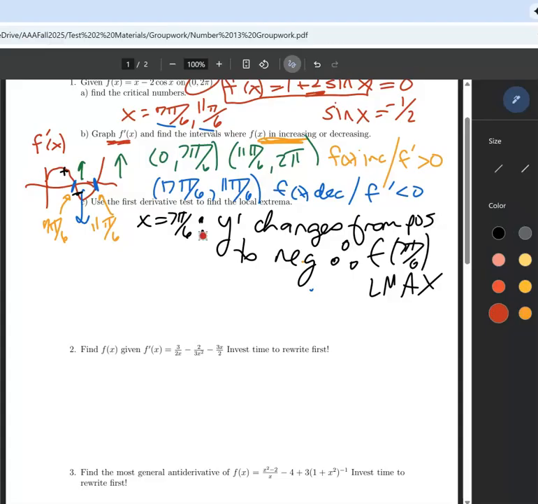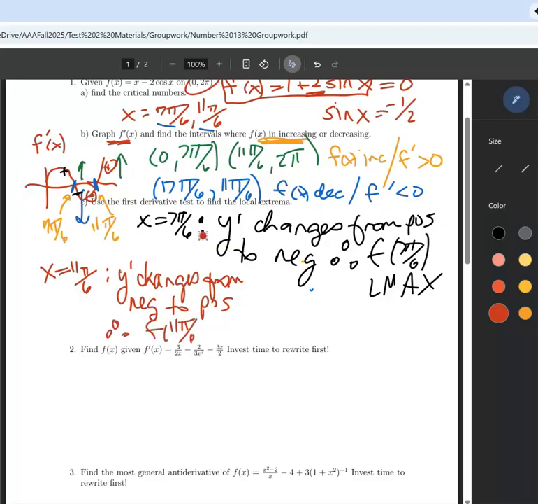Okay, so now let's go to the other critical number, 11 pi over 6. Before 11 pi over 6, it's negative. After 11 pi over 6, it's positive. So y prime changes from negative to positive. Therefore, f of 11 pi over 6 has got to be a local minimum. It's going down and then it's coming up.